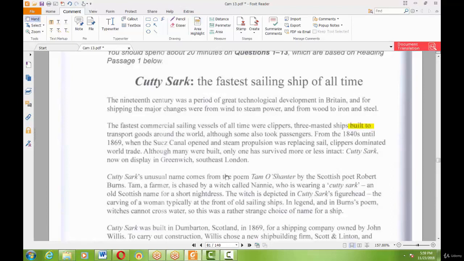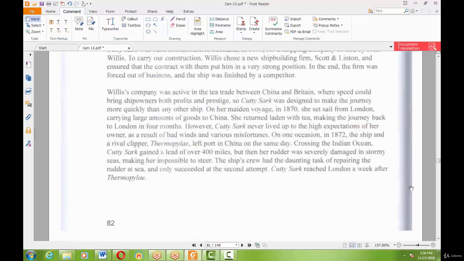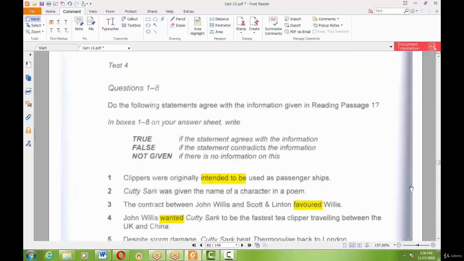Now, I said previously I'm not going through the answers, but just very briefly, I'm going to do it just this one time to show you what I mean by just because you find the synonym language, afterwards you would determine true, false, or not given. But right now, we're just working on finding synonym language. But just to make the point, here it says built to transport goods. What does our question say? Intended to be used as passengers. So this would be what, everybody?